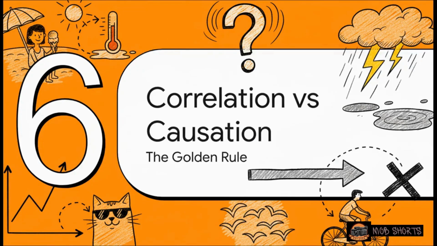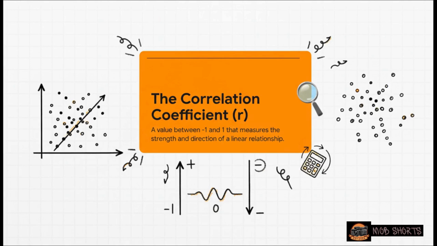All right, we're at our final section, and honestly, this might be the single most important rule in all of statistics. It's this. Just because two things seem to be connected, it doesn't automatically mean one is causing the other. To really get this, we need to meet a new value called the correlation coefficient, which we just call R. Your calculator gives you this number, and it's basically a score from -1 to +1 that tells you how strong the relationship is and how well your line actually fits the data. The closer that number is to 1 or -1, the stronger the connection.